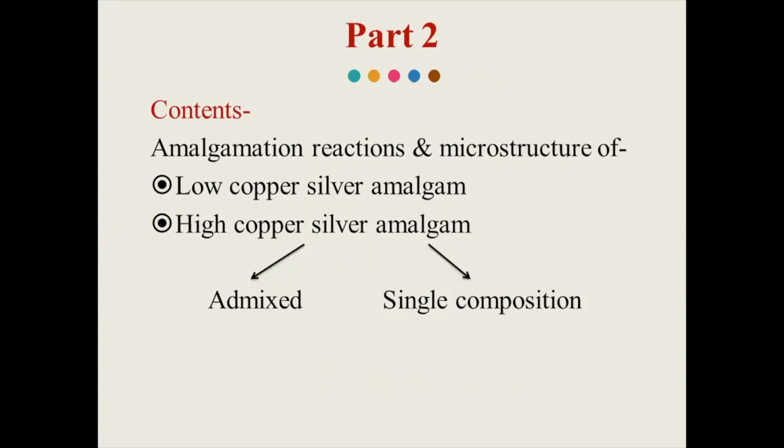In today's part, we will be learning about the amalgamation reaction and its microstructure of low copper silver amalgam and high copper silver amalgam. In high copper silver amalgam, we have the admixed type of high copper silver amalgam and the single composition high copper silver amalgam.